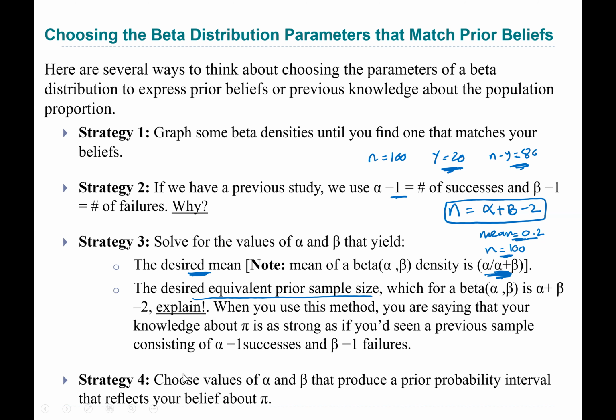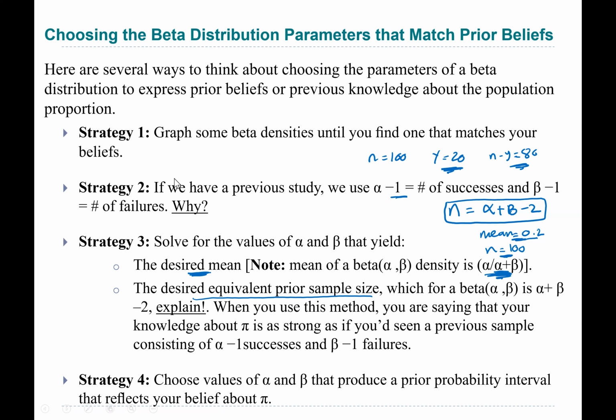So another strategy: choose values of alpha and beta that produce a prior probability interval that reflects your beliefs. You think about the interval. You think about pi in the population being between two values with some confidence level, 95, or with some probability 0.95, because I work with a distribution. So you can graph many ones with the same probability of 0.95 and see which one matches your belief.